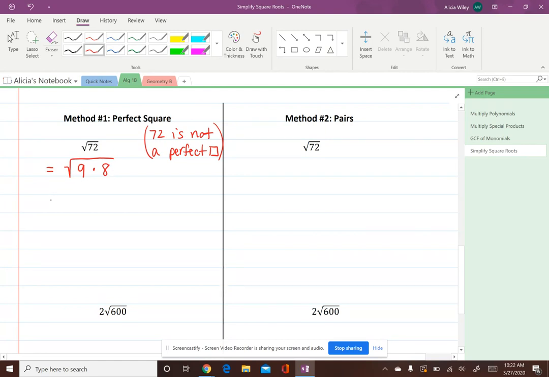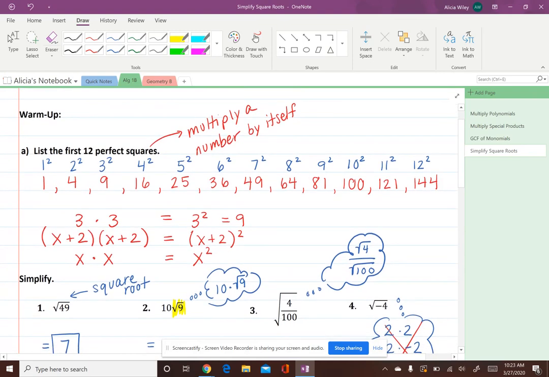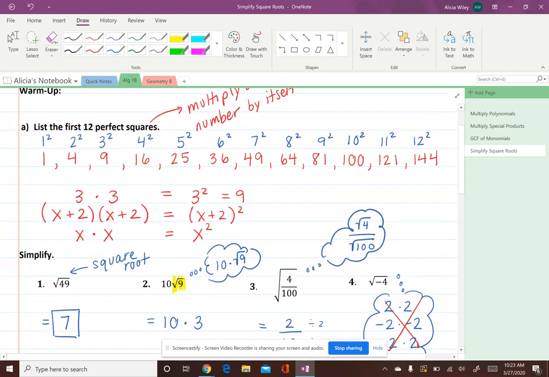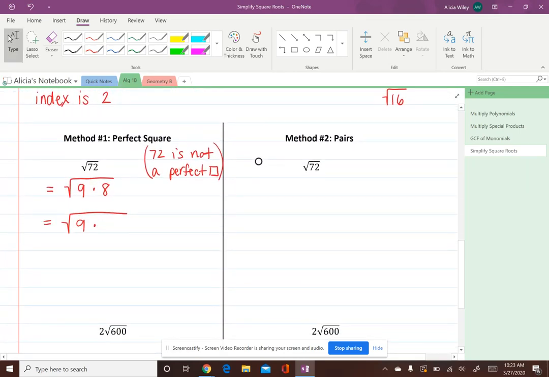Can you break down 8 a little bit more and think of a number that goes into 8 that's a perfect square? If you don't remember, go back to our list up here at the top in the warm-up and look at those first 12 perfect squares. Those are the ones that are going to be the most common, and it's a good idea to know them. So the next perfect square that goes into 8 is 4, and 8 is 4 times 2. So there's the breakdown.